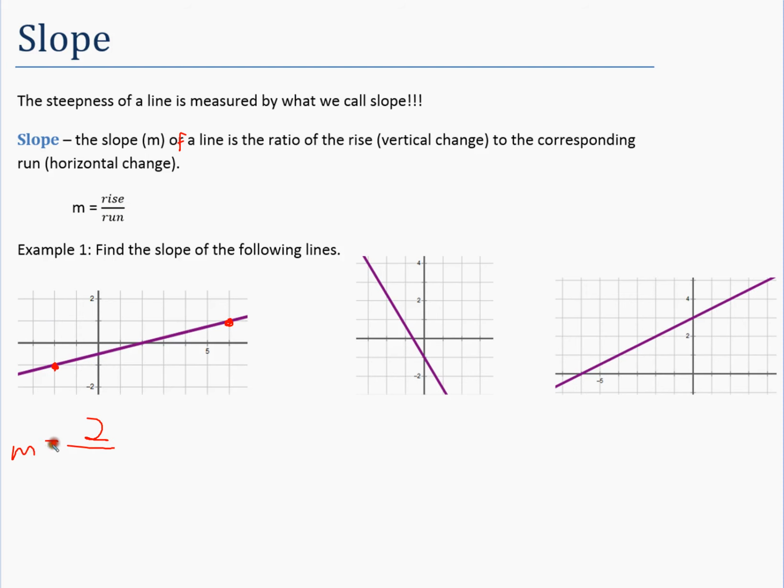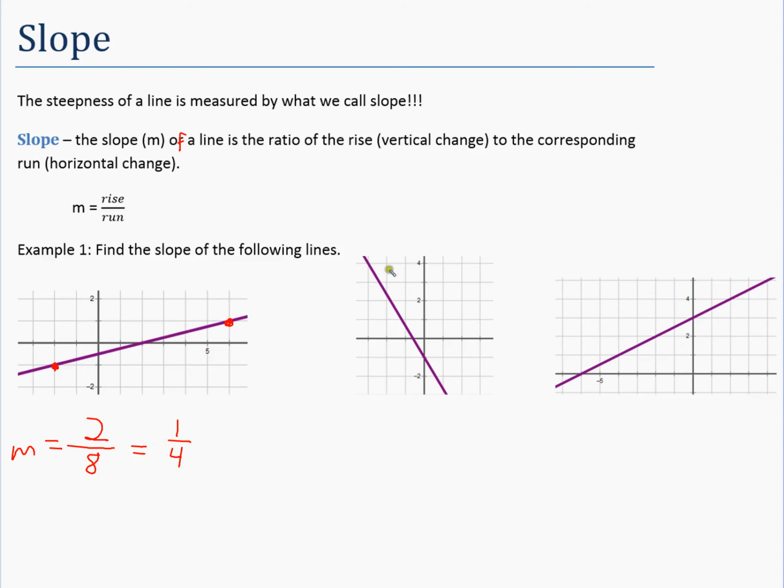So our slope is going to equal rise over run, which is 1, 2, 3, 4, 5, 6, 7, 8. 2 over 8. That obviously reduces, and we should reduce slope when we can, and we get a slope of 1/4, which makes sense. This isn't very steep, and our slope isn't a very big number. It's 1/4.